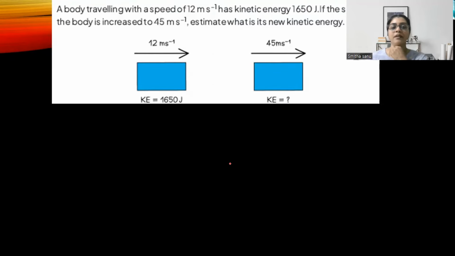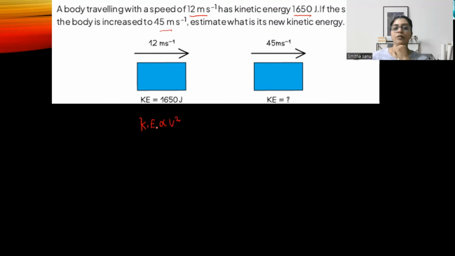Look at this example. A body is traveling with a speed of 12 meters per second. So there is a velocity given to you. Kinetic energy is given, which is 1680 joules. If the speed of the body is increased from 12 to 45 meters per second, estimate the new kinetic energy. So very clearly we know that if mass is a constant, kinetic energy is directly proportional to v squared.